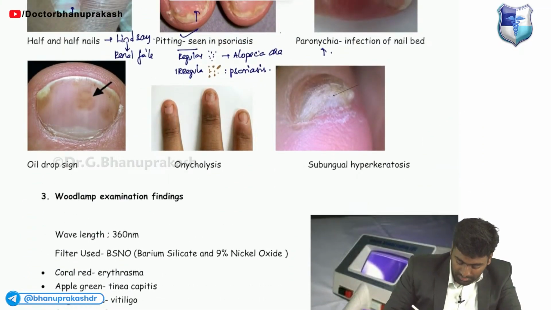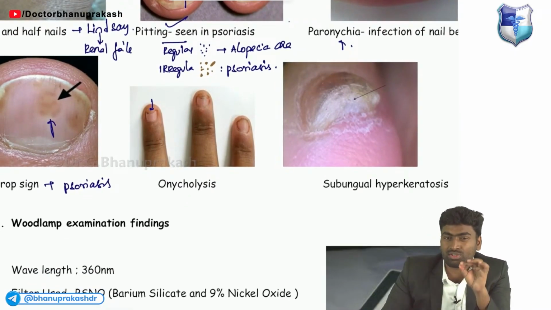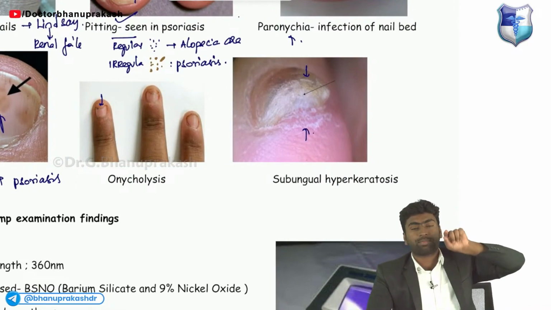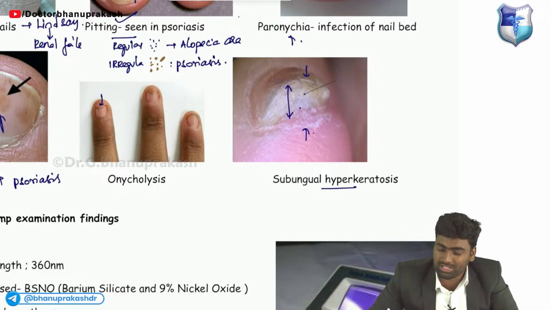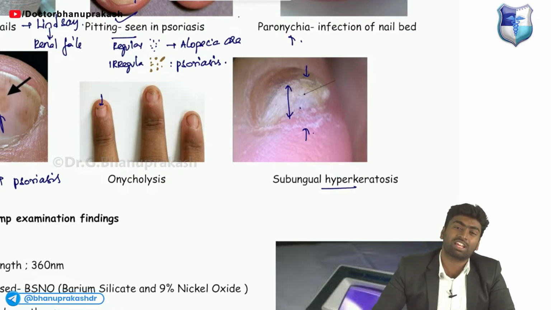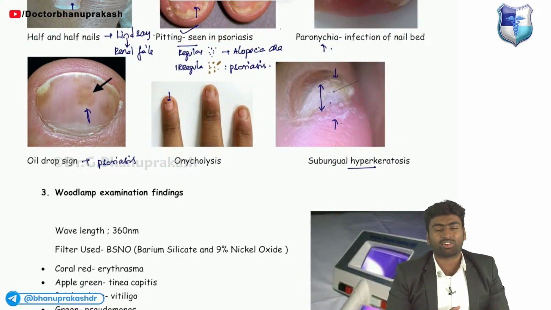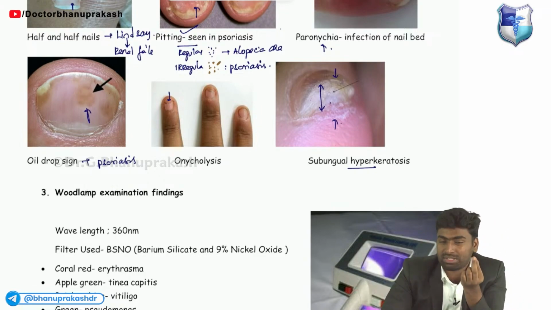Fine. Next, if you are able to see this type of oil drop sign, it is also seen in a case of psoriasis. Then, if you see this lysis of the nail, or separation of the nail, it is known as onycholysis. Next, if you see this nail being separated from the finger, there is huge separation here. This happens due to subungual hyperkeratosis, which can be seen in a case of fungal infections. Remember, oil drop cataract will be seen in a case of galactosemia, whereas oil drop sign in the nail will be seen in a case of psoriasis.